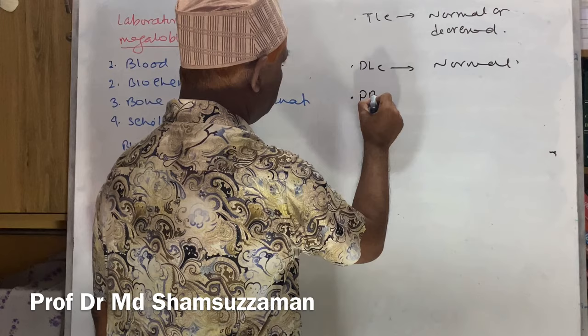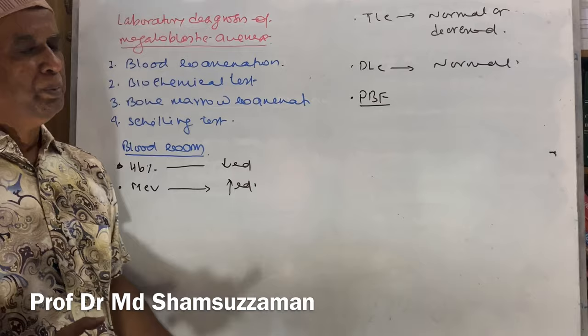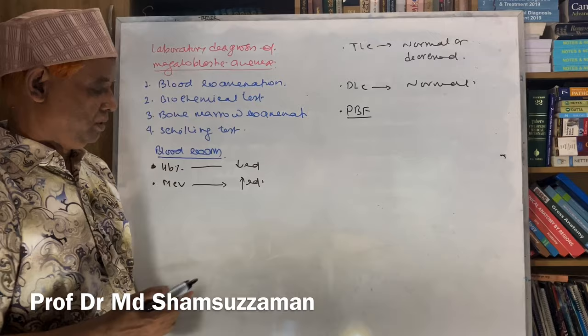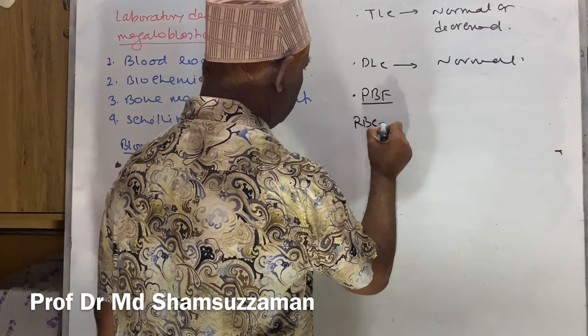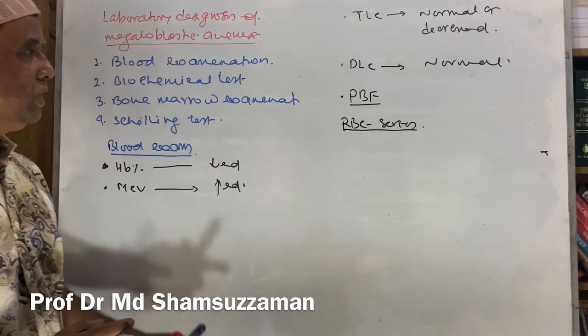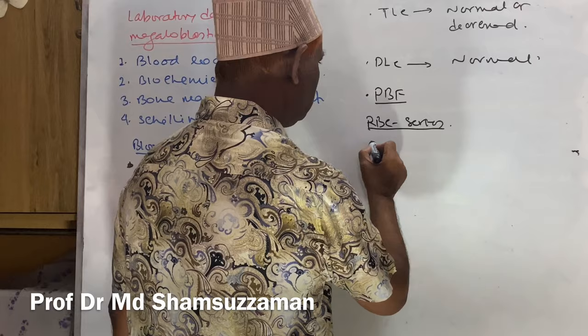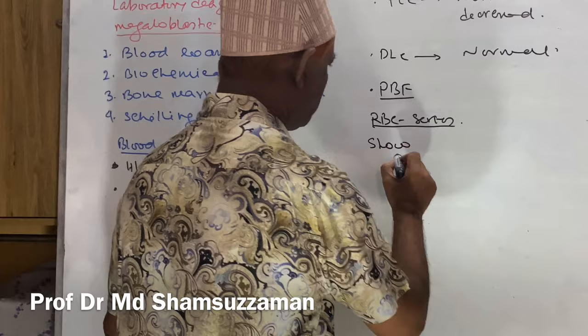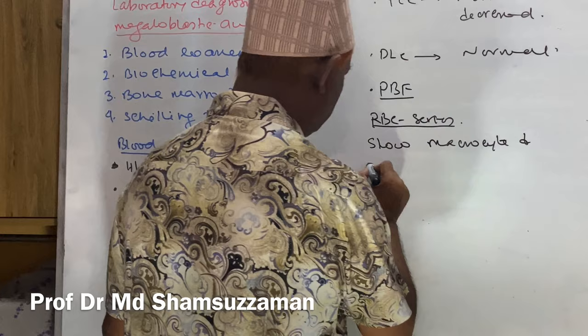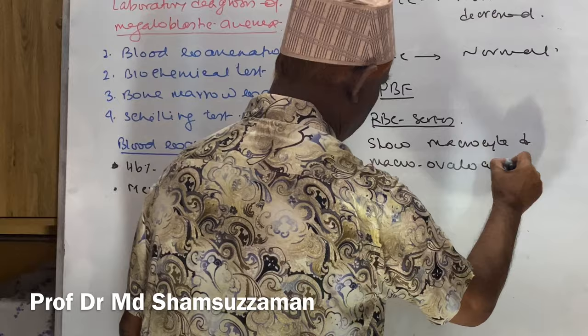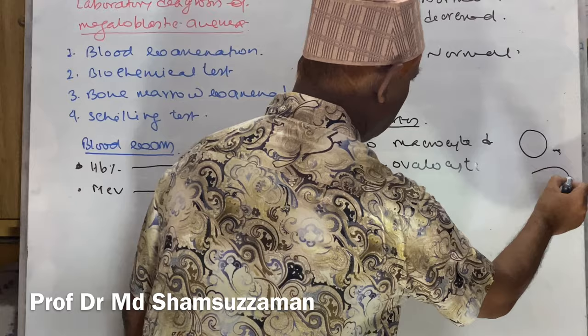I've told you in the third lecture, but in peripheral blood film, we have to search RBC series, WBC series, and platelet. Now come to RBC series in megaloblastic anemia. In case of microcytic hypochromic anemia, we have microcyte, smaller size of RBC. Here we will get RBC series showing macrocyte and macro-ovalocyte. That is, in the peripheral blood, we'll get RBC of large size, macrocyte and also macro-ovalocyte.